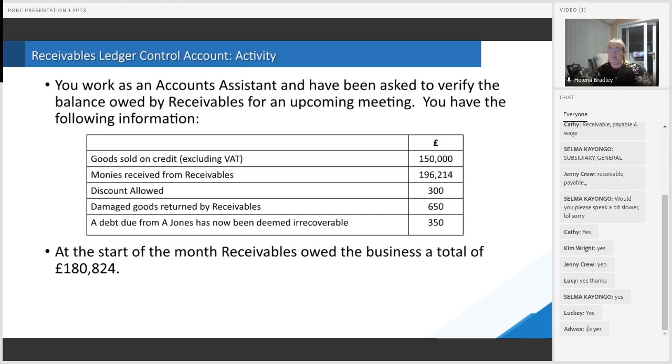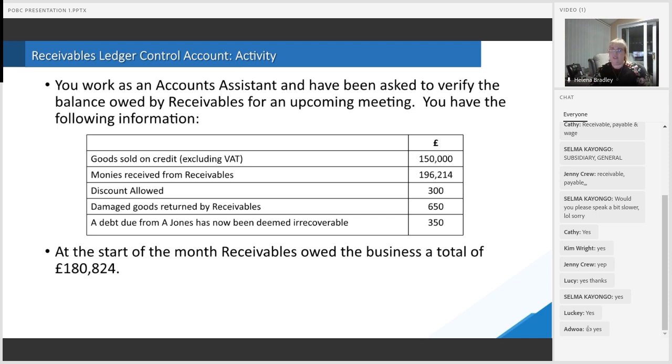We work as an accounts assistant, and we've been asked to verify the balance owed by our receivables for an upcoming meeting. We've got the following information, and we like it because it's presented nicely to us. It's in a table. We like tables. We're comfortable with that layout. I'm just going to go through the headline figures before I ask you to do a few calculations for me.